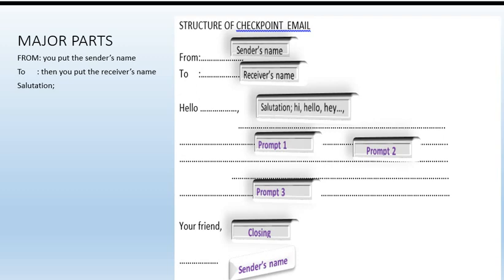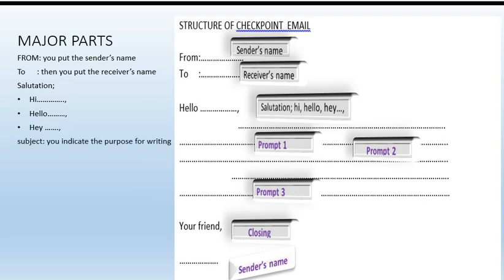There are different ways you can write your salutation. The first one, you can start with the word Hi, then you put the name of the receiver, comma. If you don't want to use the word Hi, you can use the word Hello, then you write the name of the receiver, comma, or you can use the word Hey, name of the receiver, then comma.